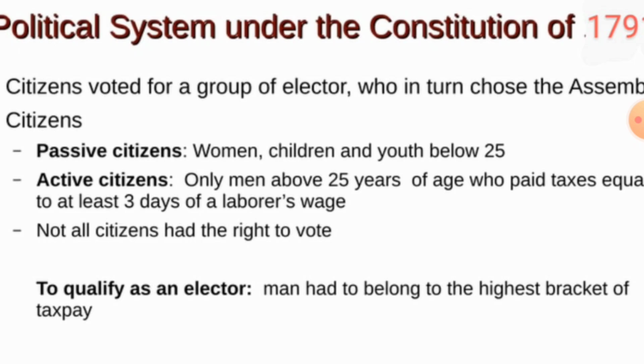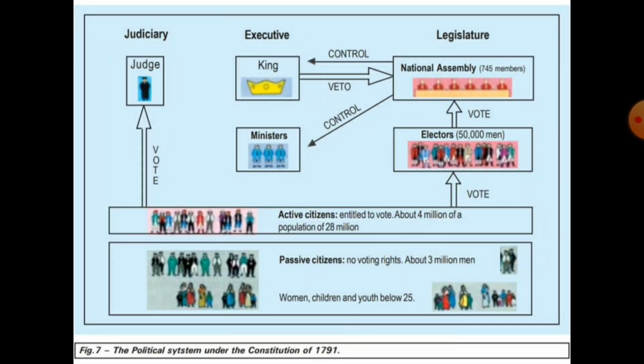Now let's see how the political system works. So we have judiciary, executive and legislative. There were active citizens, as we have learned before, that they were the men who were 25 years of age and paid taxes. So, those men and active citizens were able to vote for the judiciary and also vote for electors. And electors got to vote for the National Assembly.